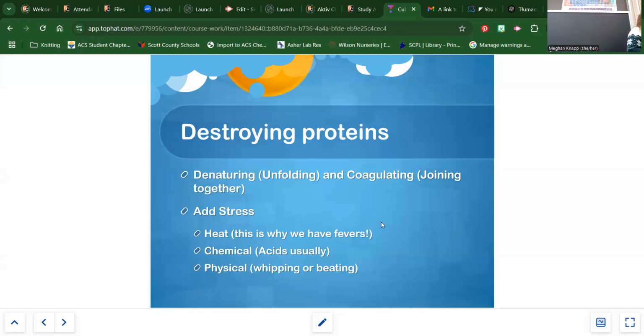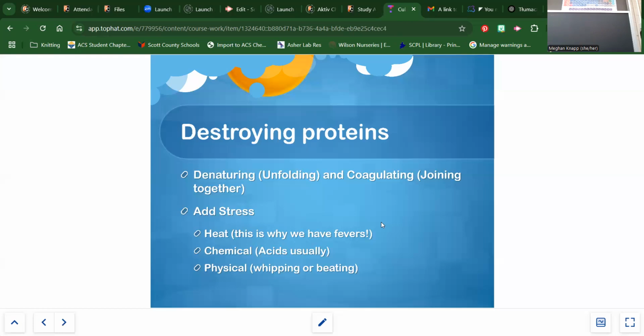Okay, so heat is one way that we can denature a protein. Another way is with chemicals. And so acids is the way we normally do this. If you have ever seen pickled eggs, what they do with a pickled egg is rather than hard boiling it, they put it in an acid like pickle juice or vinegar or something like that. And the acid is what changes that egg white to white instead of clear. So that's another way that we can denature a protein.